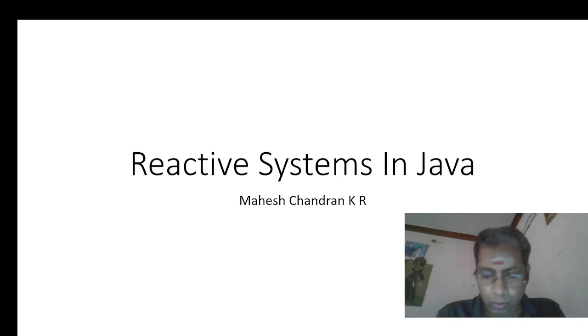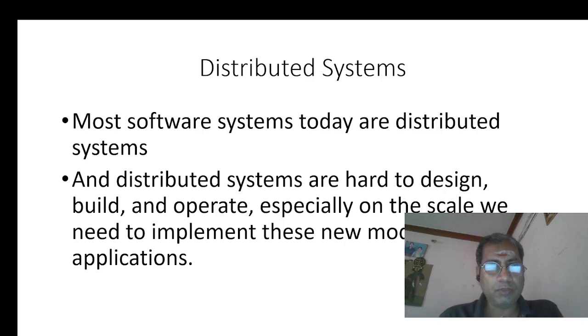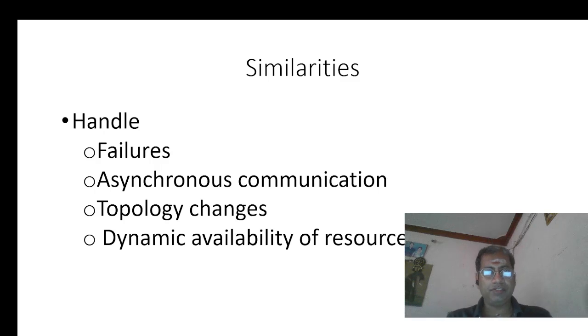We're going to talk about reactive systems in Java. First, let's take distributed systems. Most software systems today are distributed systems, and distributed systems are hard to design, build, and operate, especially on the scale we need to implement these new modern applications. So what are the similarities?